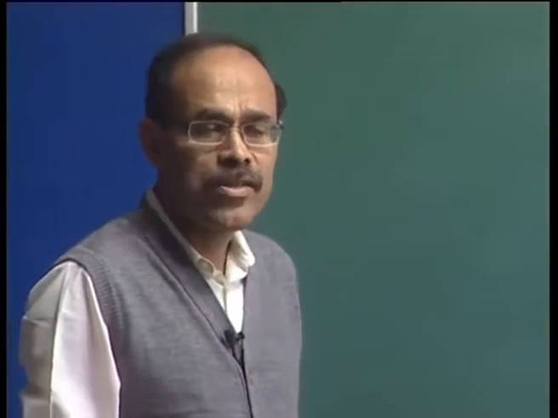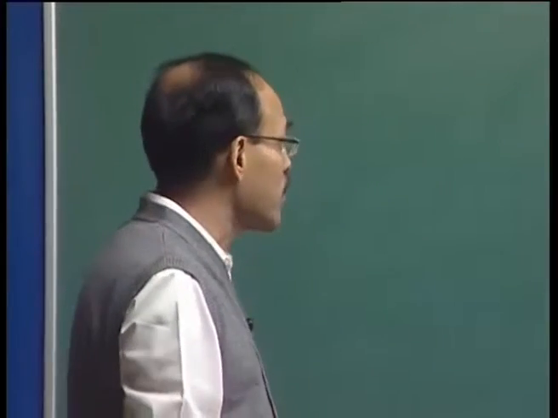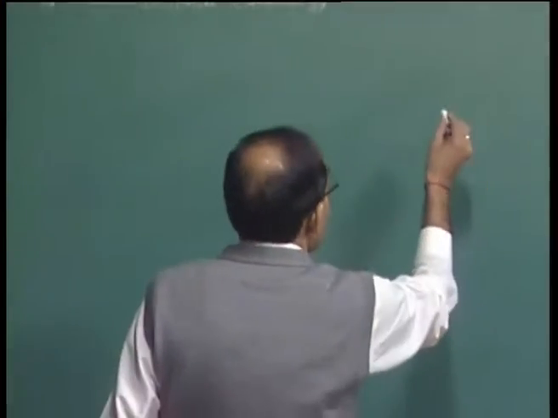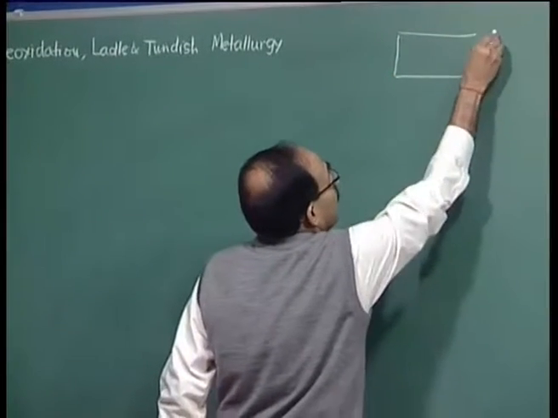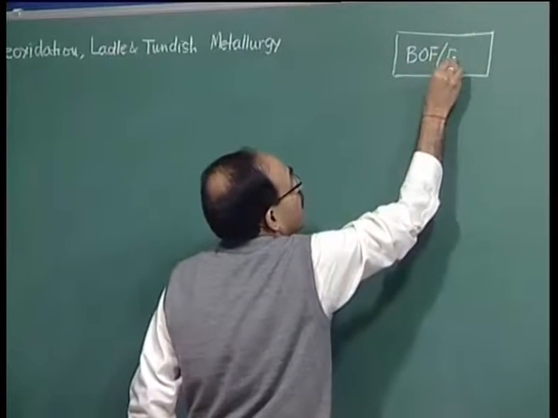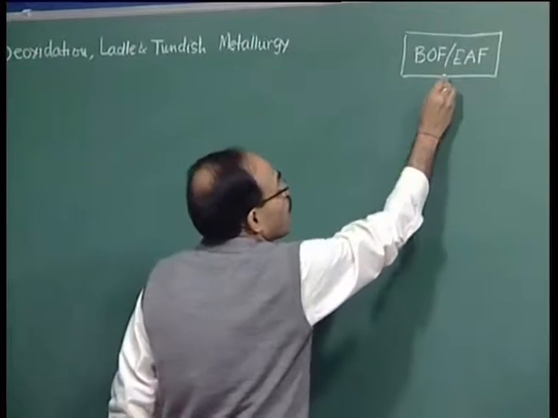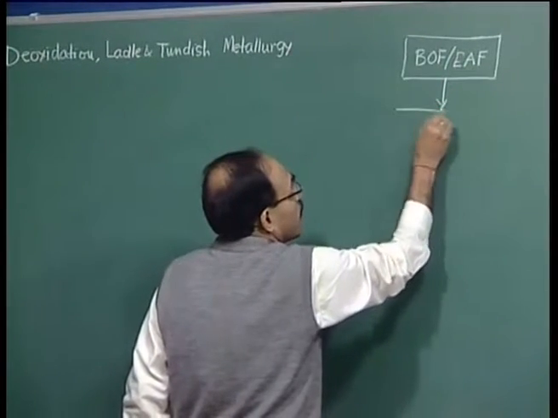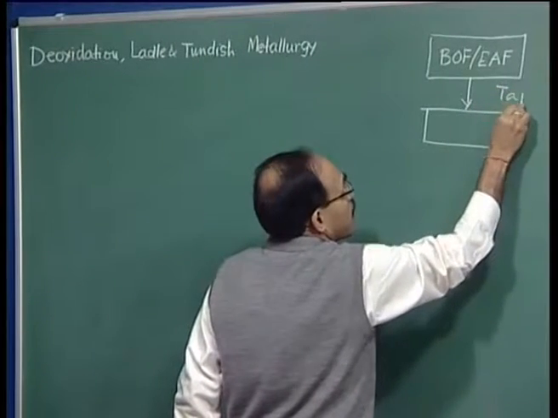So, having said so much about ladle processing, let me now draw a full-fledged general ladle metallurgy circuitry as well as a specialized ladle treatment circuitry. We start with a BOF or an EAF, basic oxygen furnace or electric arc furnace steel making. This is the primary steel making, followed by the tapping operation.